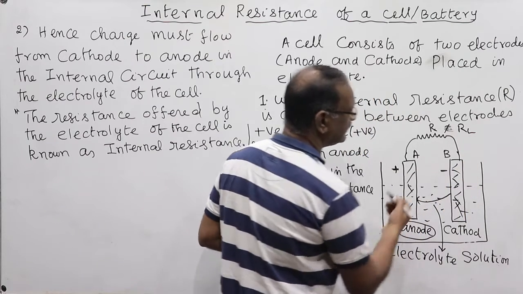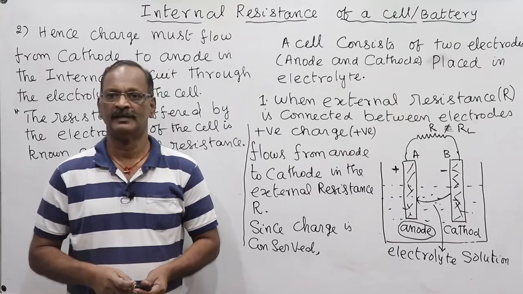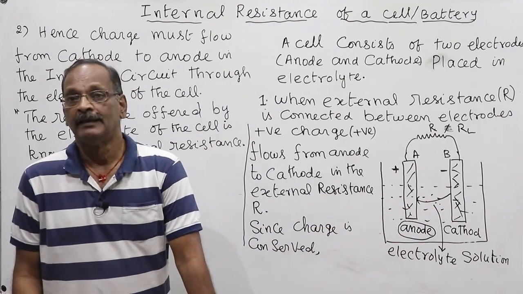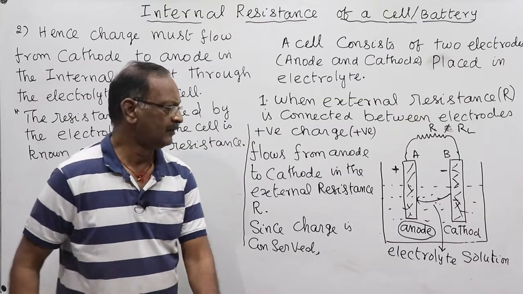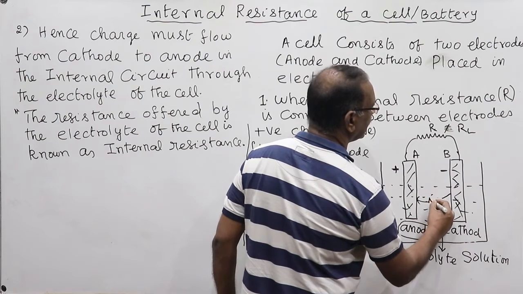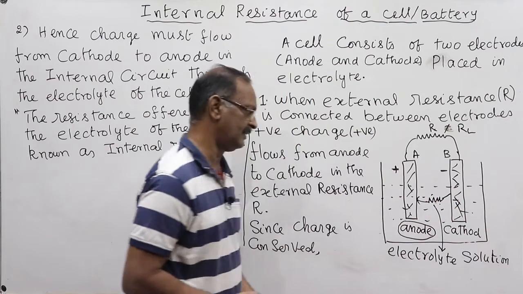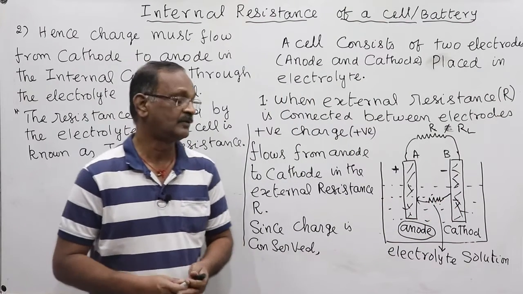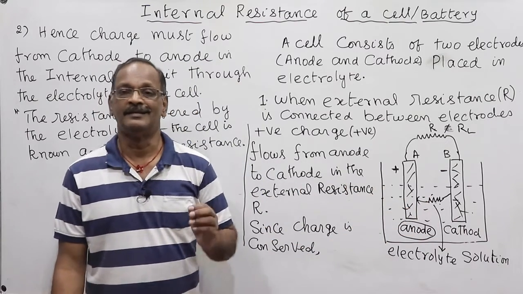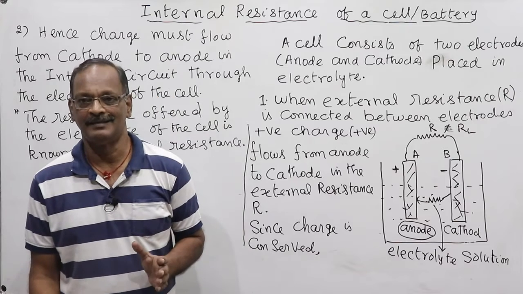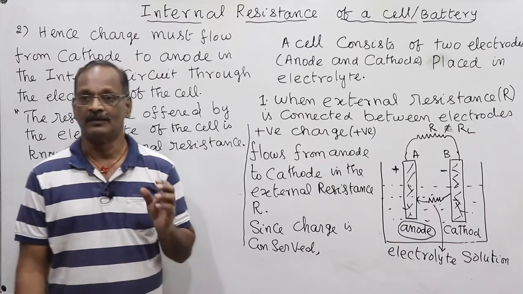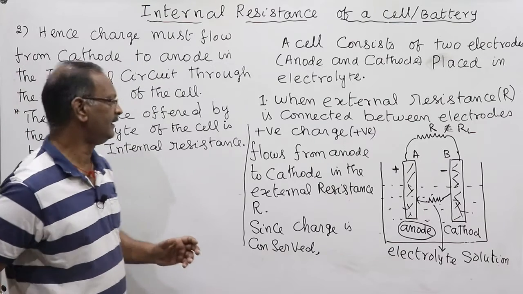This is external and this is internal, inside the electrolyte. Charge is flowing from cathode to anode through the electrolyte of the cell. When the charge flows, a resistance is offered by the electrolyte to the flow of charge. Charge flow means current flow. Now we will define internal resistance: the resistance offered by the electrolyte of the cell is called internal resistance.